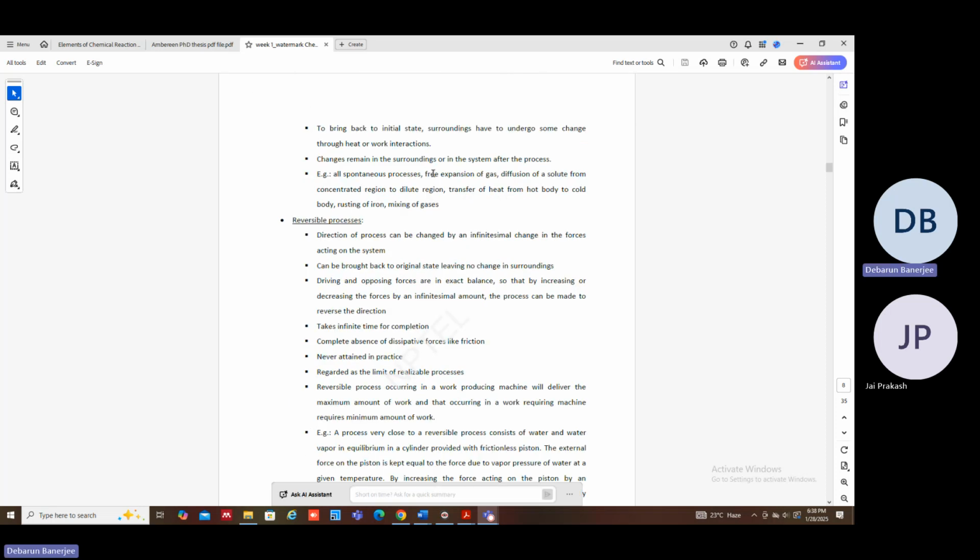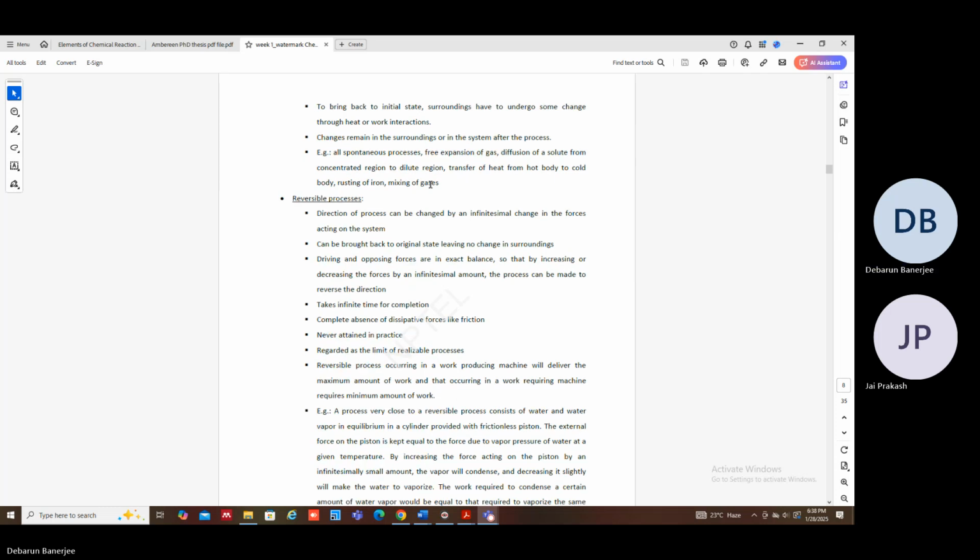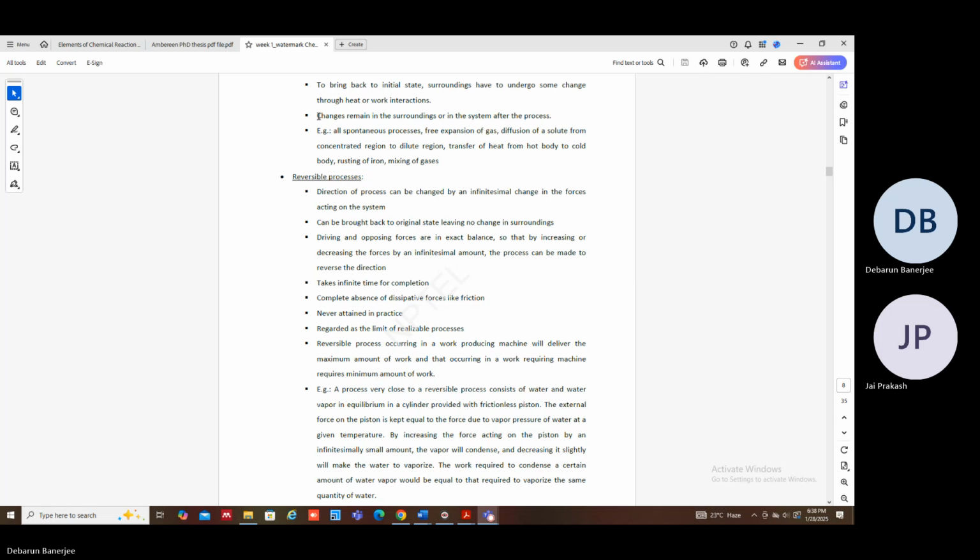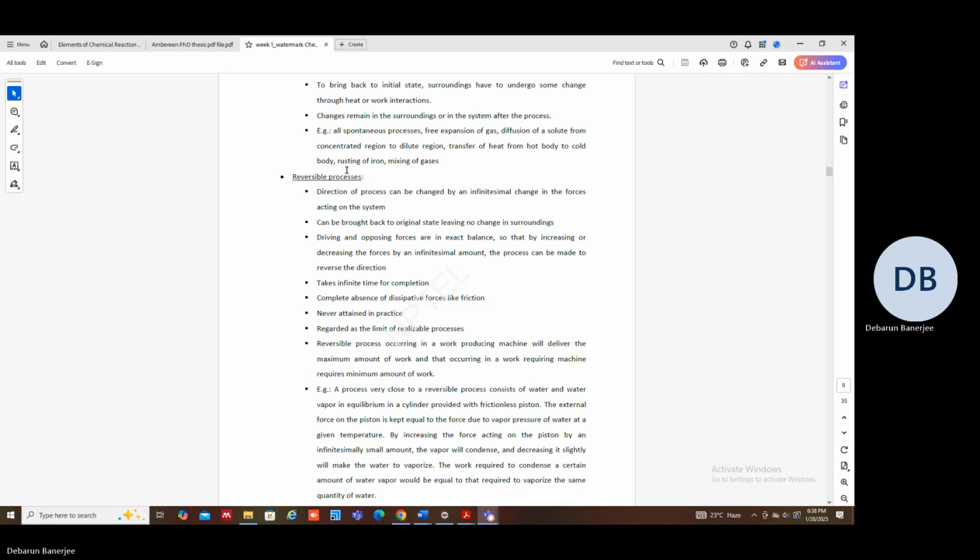To bring it back to the initial state, the surroundings have to undergo some change through heat or work interactions. The changes remain in the surroundings or in the system after the process. For example, all spontaneous processes, free expansion of gas, diffusion of solute from concentrated region to dilute region, transfer of heat from hot body to cold body, rusting of iron, mixing of gases, these are all irreversible processes.